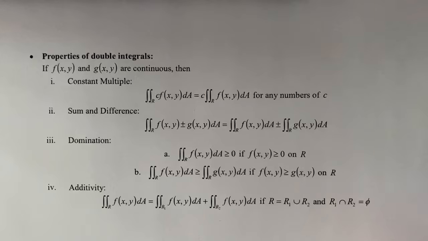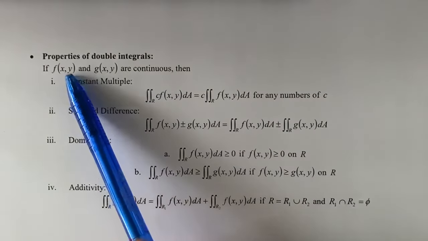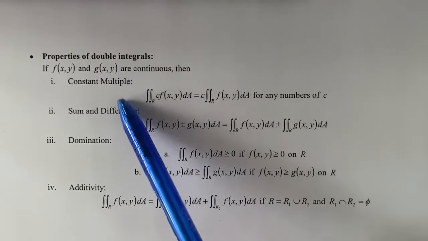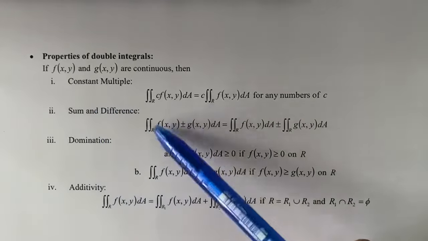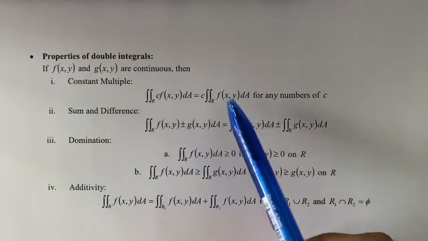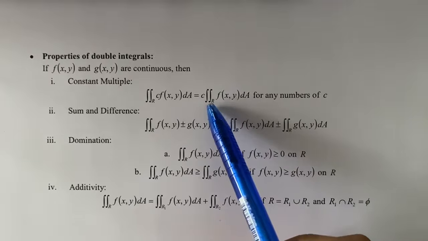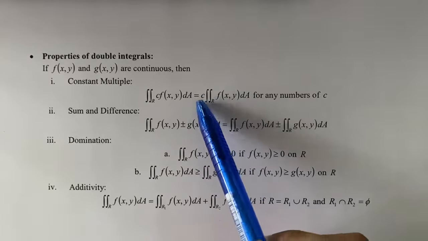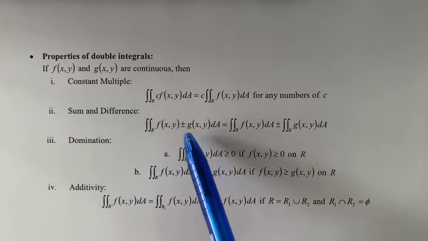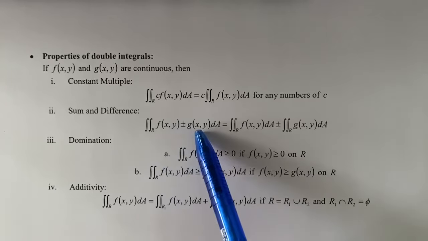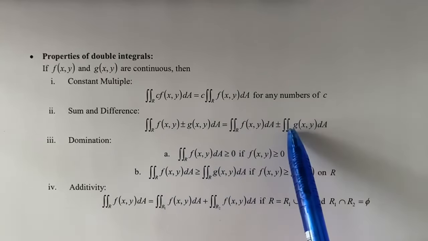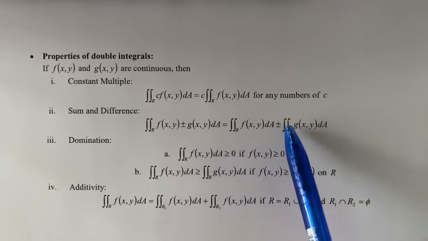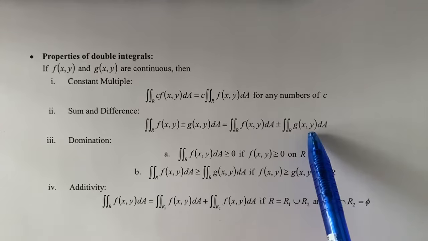Four properties of double integrals. For example, you have two functions with two variables and they are continuous, and then we have constant multiple, so you can have c as a constant. You can do the double integration first, then multiply by c. And then for sum and difference, if you have the sum or difference of these two functions, you can split them. Solve the double integration for the first function first, plus or minus the second integration.